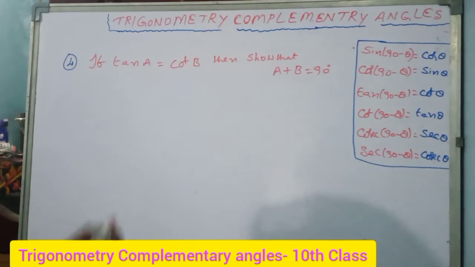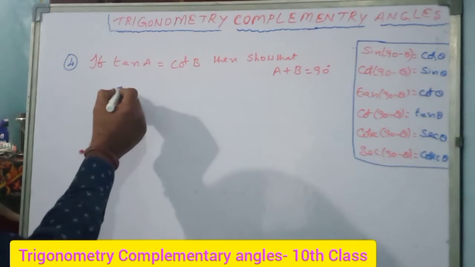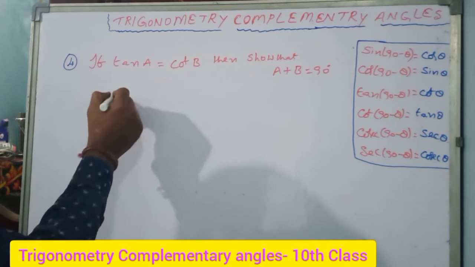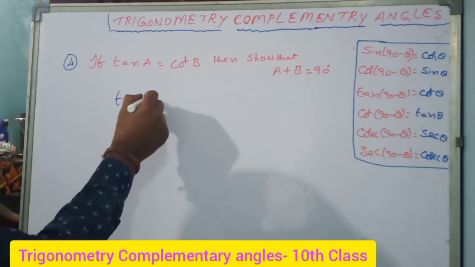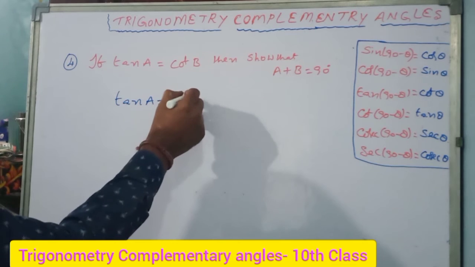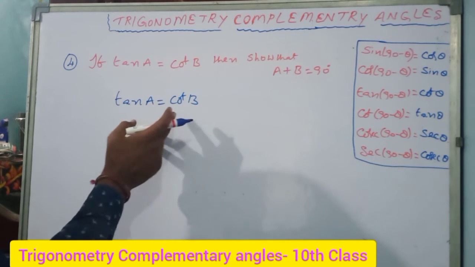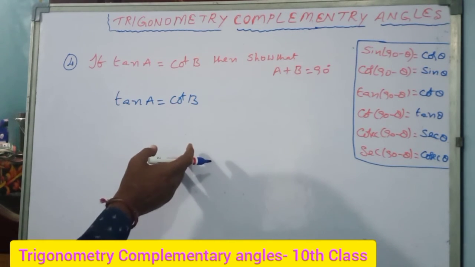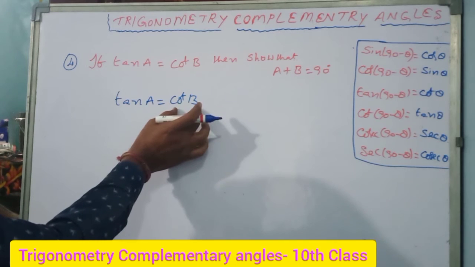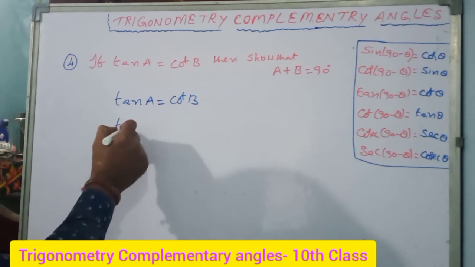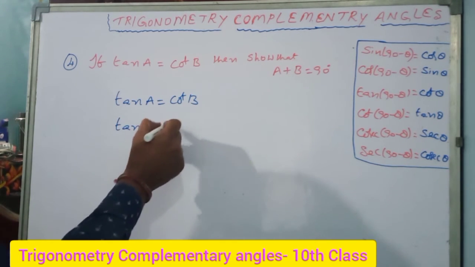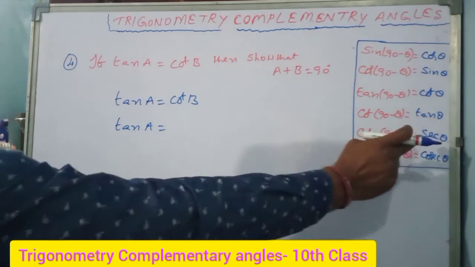If tan A is equal to cot B, then show that A plus B is equal to 90. So first, what is the given? Tan A is equal to cot B. Change one term, left side or right side. Here we will change the right side term. So tan A is equal to cot B, which is cot theta. What is cot theta?